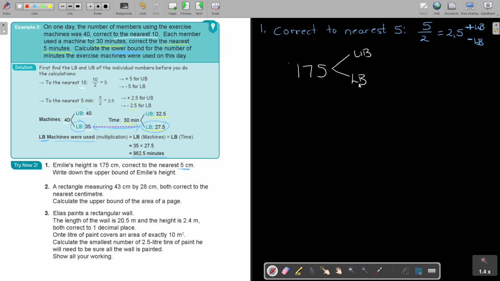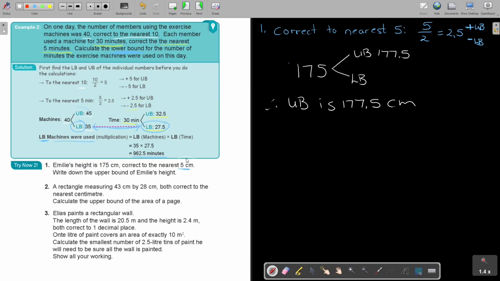So if I add for this upper bound, I'm going to get 177.5, and I can actually stop there, because they asked for the upper bound. So the upper bound is 177.5, and that was in centimeters. If they asked for the lower bound, I would have just subtracted and got 172.5, but they did not ask that. They asked the upper bound. So that was a very simple one, but I think it was a nice one due to this 5.